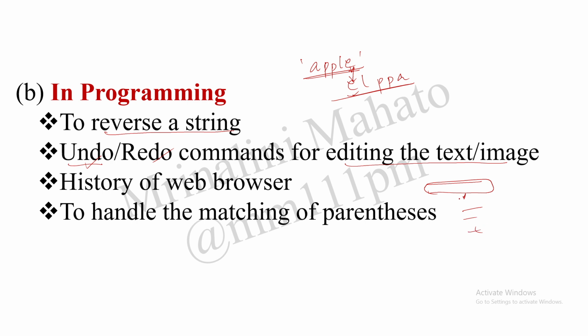Any browser history you can also check. Next, handling the matching of parentheses. Matching of parentheses means what? Brackets. Okay, parenthesis and bracket, it will match them. Suppose this one is opening, then it will find out where the closing is. Suppose inside another is given, this one it will try to match. Okay, then match it, then afterwards the next, like this. So these are the examples in programming where we will use the stack.